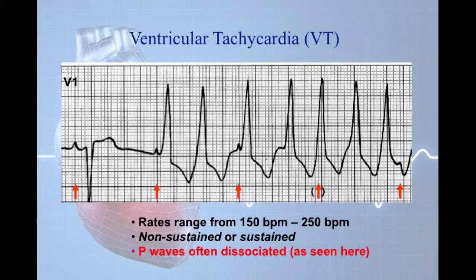VTAC ranges from 150 to 250 beats per minute. Sustained VTAC would be a VTAC that actually lasts more than 30 seconds, or has a significant hemodynamic compromising action. As you can see in this EKG, you may see P waves, but they're not always associated with the QRS complex.